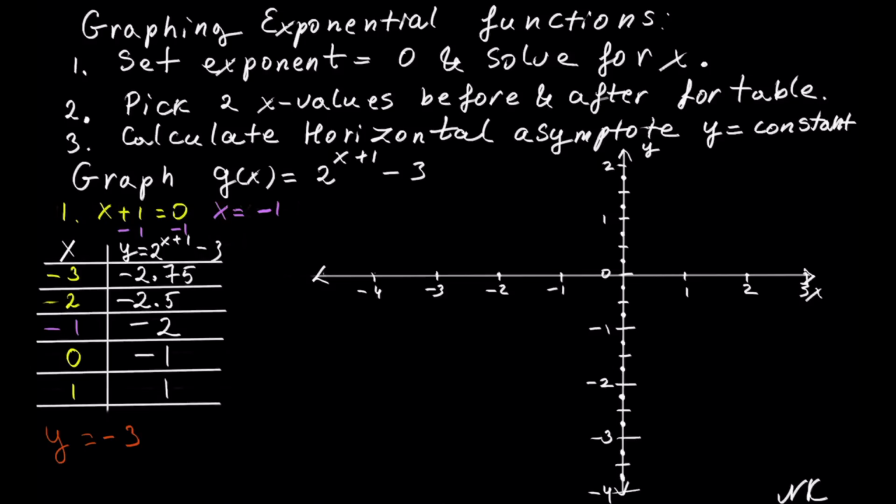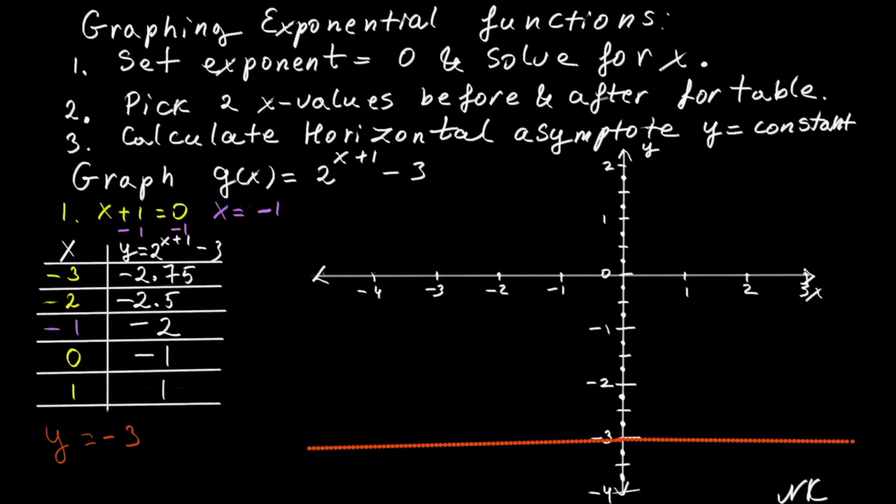So now we just need to plot these values on our graph. Let's begin with the horizontal asymptote at y equals negative 3. We begin with the horizontal asymptote because the graph does not cross the horizontal asymptote. It's a good idea to have all of the asymptotes graphed first. And now we just need to plot our points.